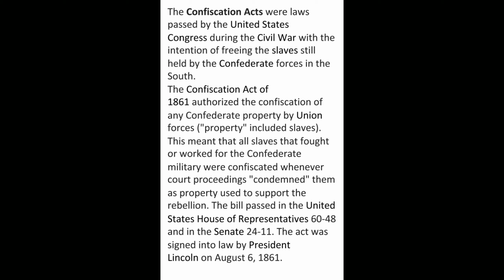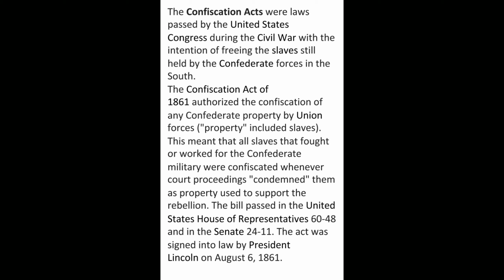But it says the Confiscation Act was a law passed by the United States Congress during the Civil War with the intention of freeing the slaves still held by the Confederate forces in the South. The Confiscation Act of 1861 authorized the confiscation of any Confederate property by the Union forces. Property included slaves. This meant that all slaves that fought or worked for the Confederate military were confiscated whenever court proceedings condemned them as property used to support the rebellion.